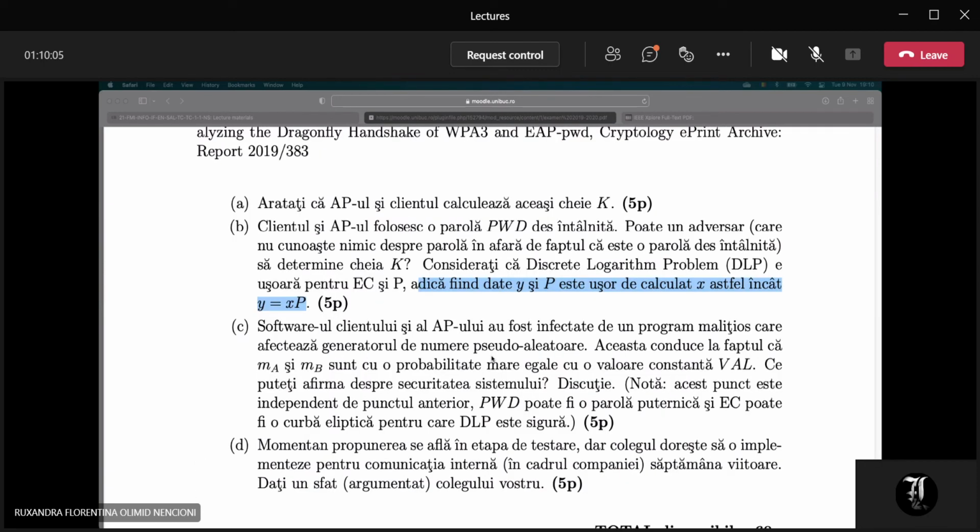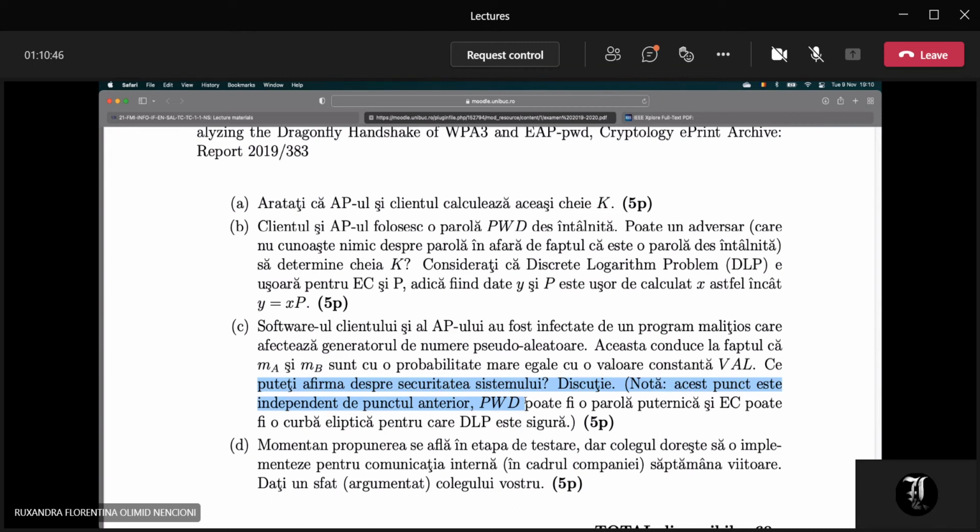Really good. Perfect. Now, the software of the client and the software of the access point have been infected by a malicious program that affects the generator of the pseudo-random numbers. This leads to the fact that MA and MB are, with a high probability, equal, both with a constant value val. So both MA and MB take a specific value val. What can you say about the security of the system? Discussion. And as a note, this is independent from the previous point, so we don't consider the password weak any more.